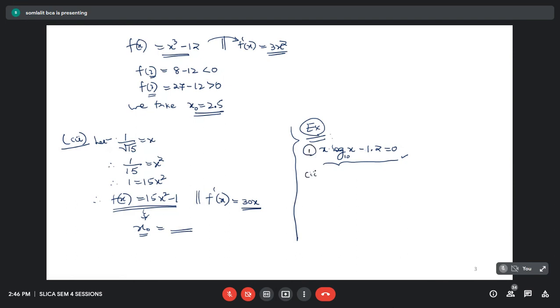One more question you are given here: x equals e to the power minus x. Here you are given that it is near x0 equals 0.5. This is given to you. So the starting approximation in this one is given, not in the previous question. Okay, so these 2 and one more.